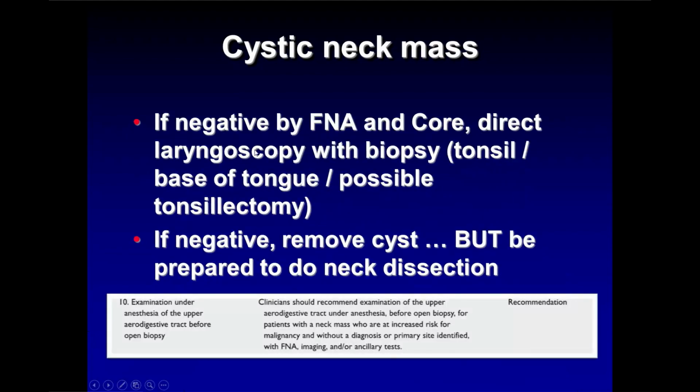If negative by FNA and core of a cystic neck mass, as I mentioned earlier, it's key to proceed with a direct laryngoscopy with biopsy and possible tonsillectomy. If that's negative, remove the cyst, but also be prepared to do a neck dissection, as I mentioned earlier, because then you're embarking on the management of the disease process, and you want to remove all the surrounding lymph nodes as long as it's more of a selective neck dissection.